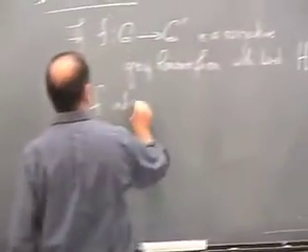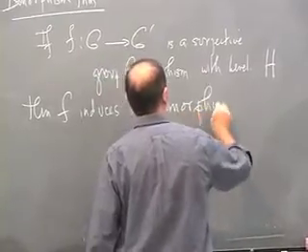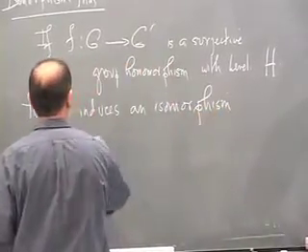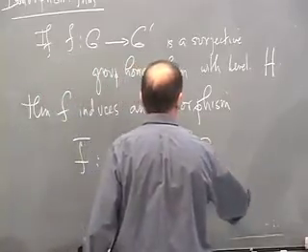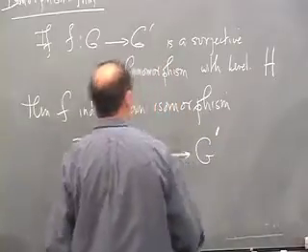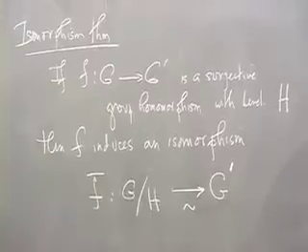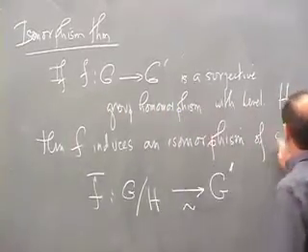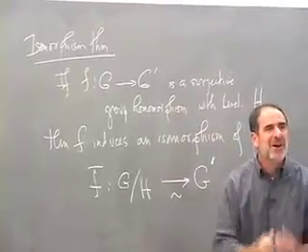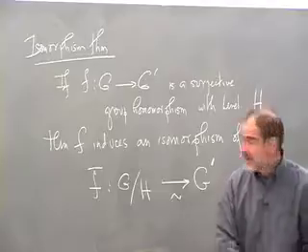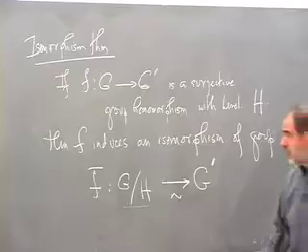F induces an isomorphism, which I'll call F bar, from G mod H to G prime. Sometimes isomorphisms are denoted like that. So an invertible homomorphism, an isomorphism of groups. So if you have a surjective homomorphism and you know the kernel, you know the image as a group. The image is exactly the group structure on this quotient group. You can construct the image from the kernel.